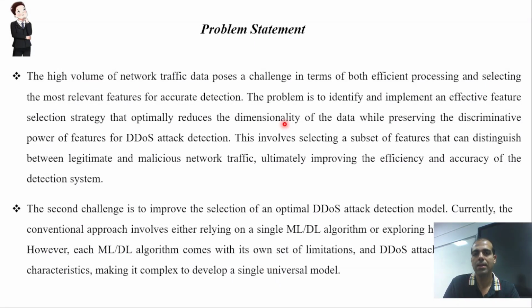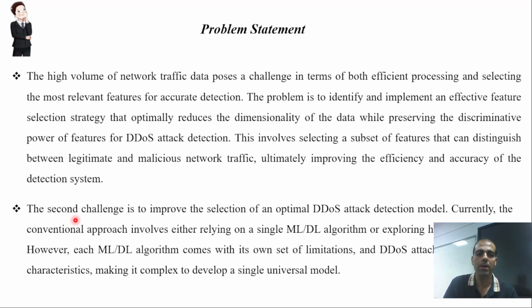So here, what is the problem statement? The first problem is that the high volume of network traffic poses a challenge in terms of both efficient processing and selecting the most relevant features for accurate detection. The problem is to identify and implement an effective feature selection strategy that optimally reduces the dimensionality of the data while preserving the discriminative power of features for DDoS attack detection. This involves selecting a subset of features that distinguish between legitimate and malicious network traffic, ultimately improving the efficiency and accuracy of the detection system.